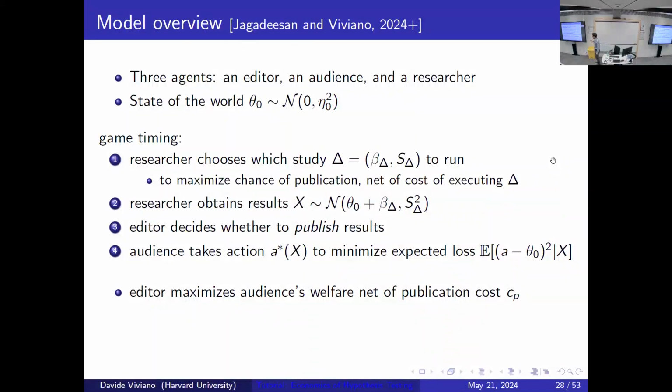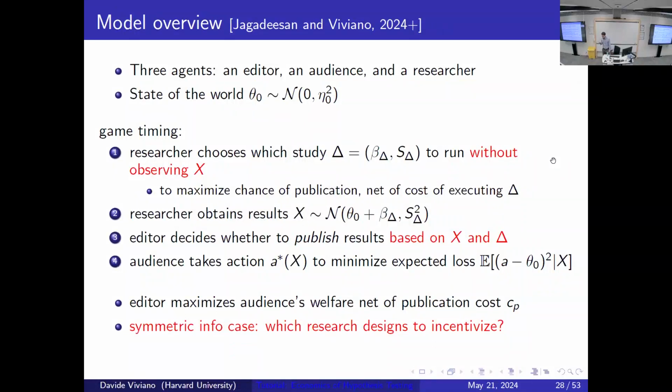The first goal is to maximize the audience welfare, and we're going to take into account the cost of publication. So your audience knows beta, delta, and X? No. The action of the audience is going to be naive, in the sense that conditional on the reported X, the audience is just going to assume that X is unbiased. So X is centered around theta with variance S squared. The audience observes S squared, but doesn't know beta.